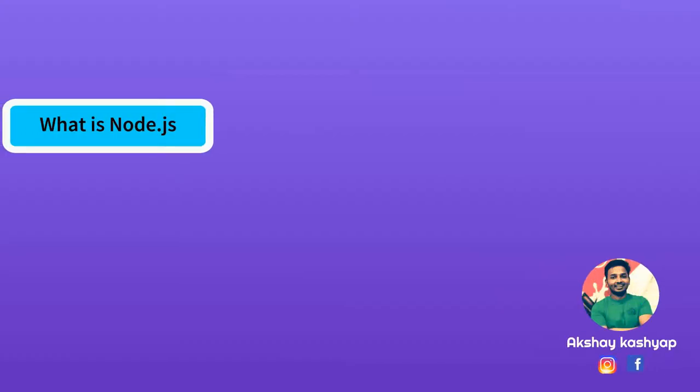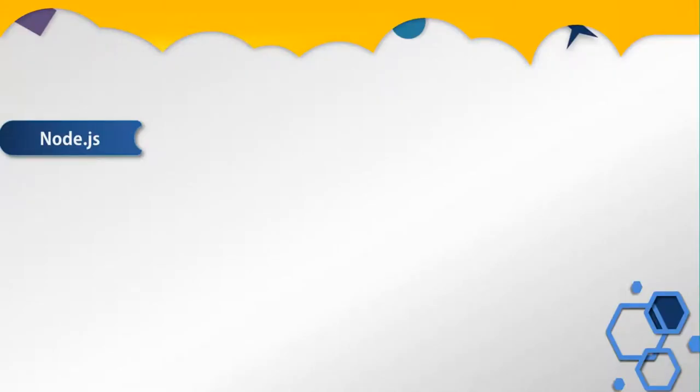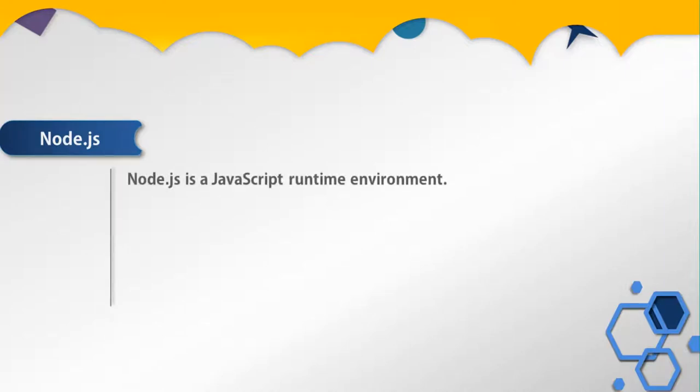In this lecture, we will understand what is Node.js. When you want to create a React application, you have to install Node.js on your local computer. But why do we need to install Node.js and what is Node.js? In this lecture, we will answer these questions. So, what is Node.js? Node.js is a JavaScript runtime environment. The Node runtime environment includes everything you need to execute a program written in JavaScript.